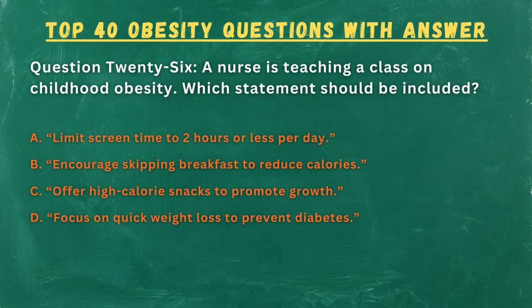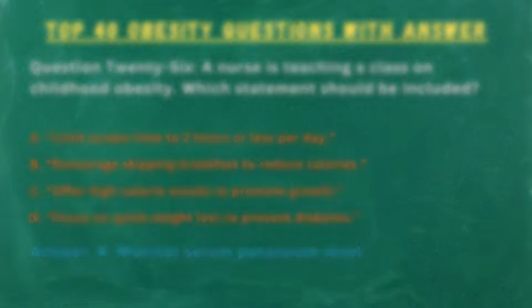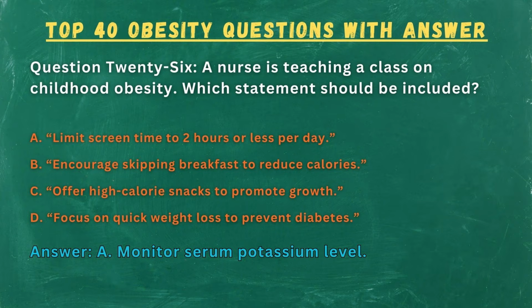Question 26. A nurse is teaching a class on childhood obesity. Which statement should be included? A. Limit screen time to 2 hours or less per day. B. Encourage skipping breakfast to reduce calories. C. Offer high-calorie snacks to promote growth. D. Focus on quick weight loss to prevent diabetes. Answer: A. Limit screen time to 2 hours or less per day.